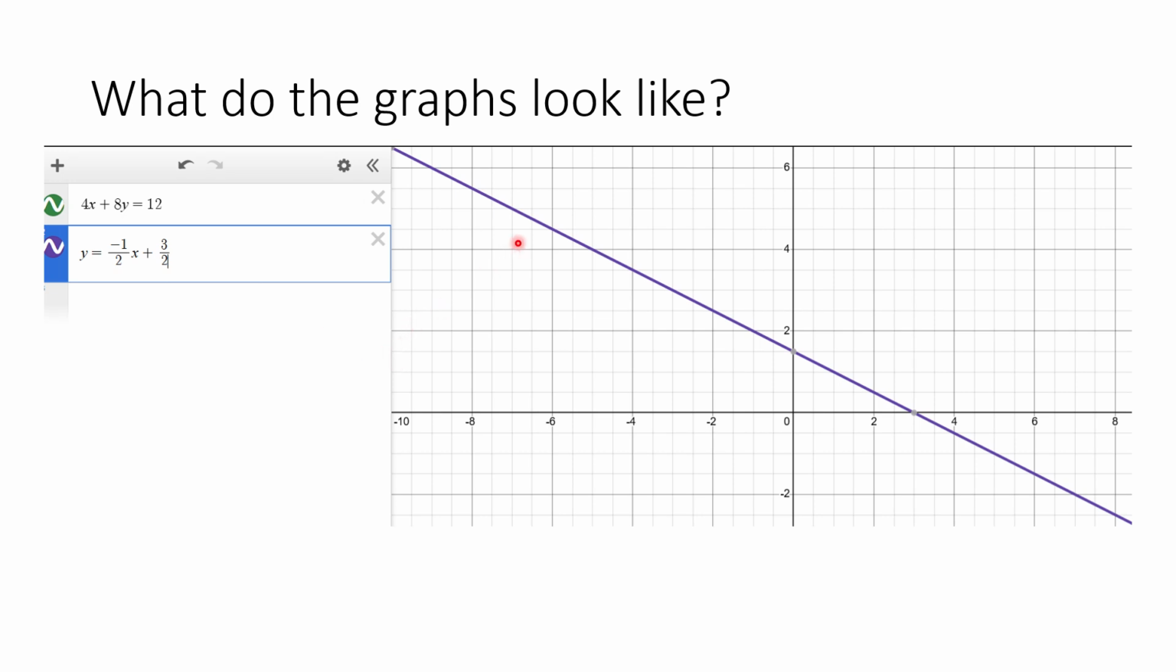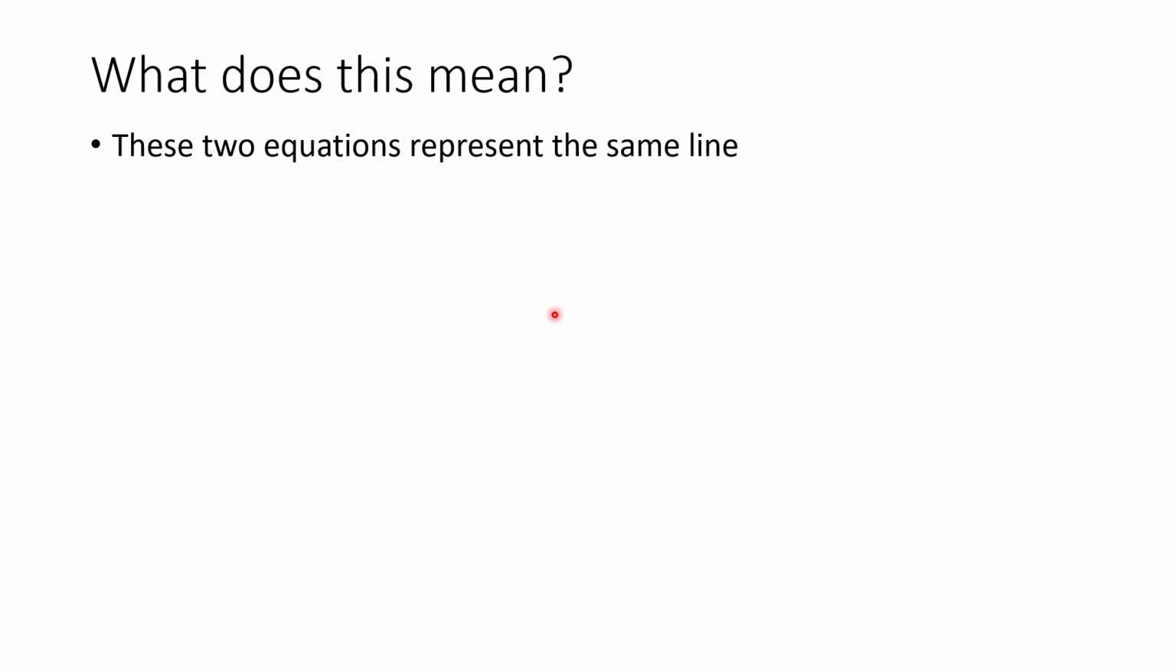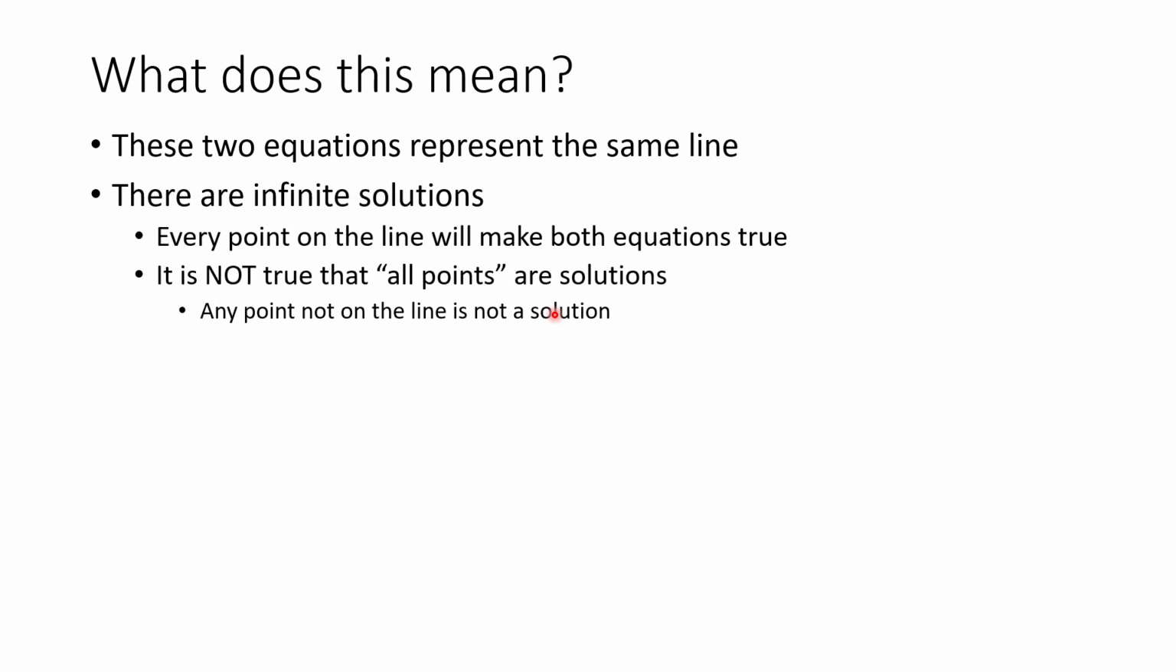So when we go to graph them, the two graphs are right on top of each other, meaning that any point that makes the purple equation true would also make the green equation true because they're the same line. If there's a point on the purple line, it would also be on the green line because they're sitting in the same spot. So what does that mean? It means that those two equations represent the same line, and we can see that when we graph them. And what it means is that there are infinite solutions. Every point on the line will make both equations true.